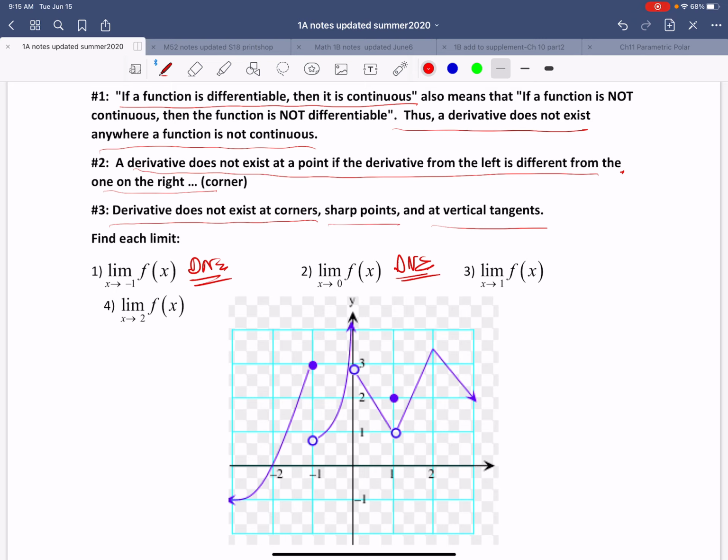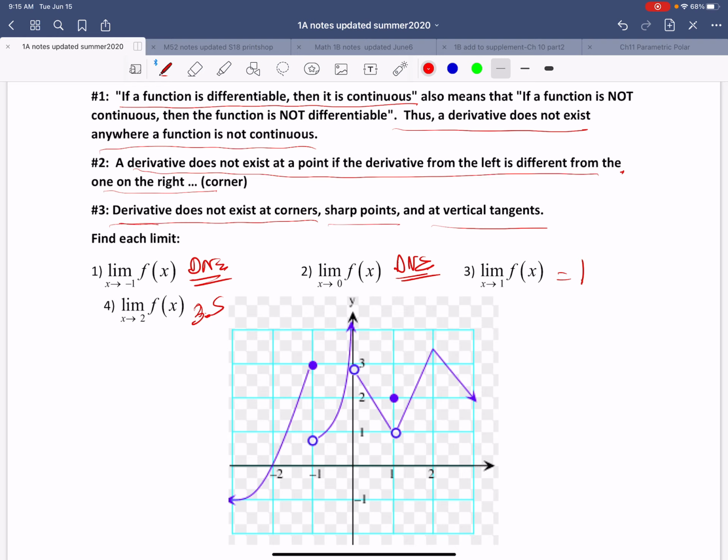Now let's check out the limit as x approaches 1 of f of x. When x is approaching 1, does the limit exist? Yes, the limit does exist. The limit is 1. Limit as x approaches 2 of f of x. When x is approaching 2, the y values are approximately 3.5.